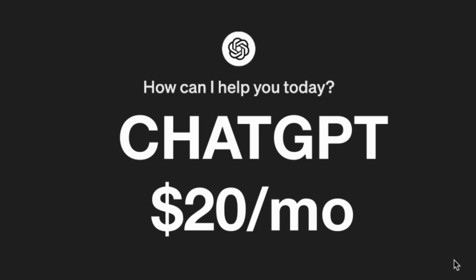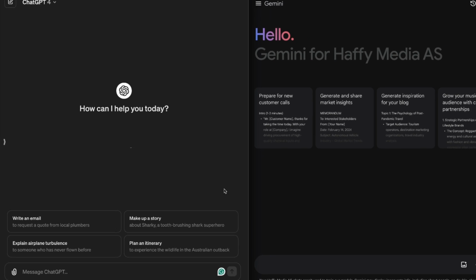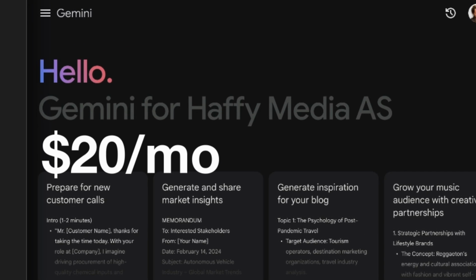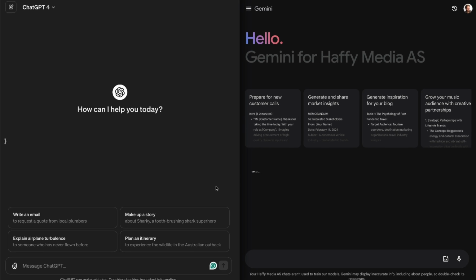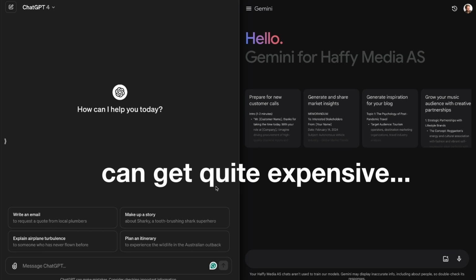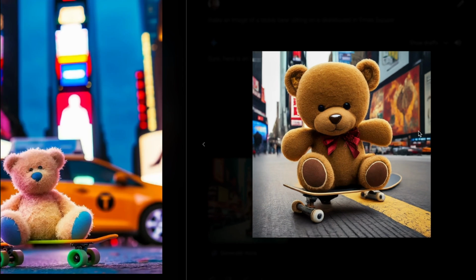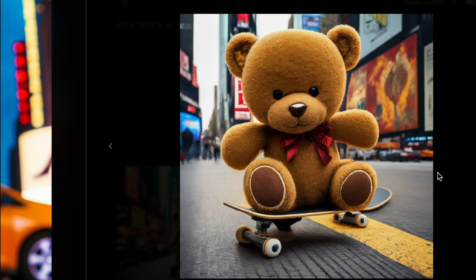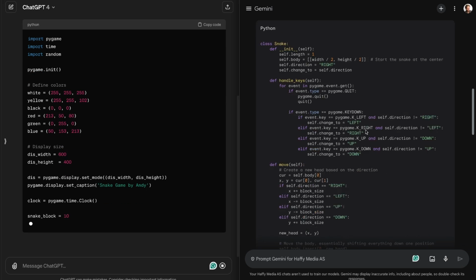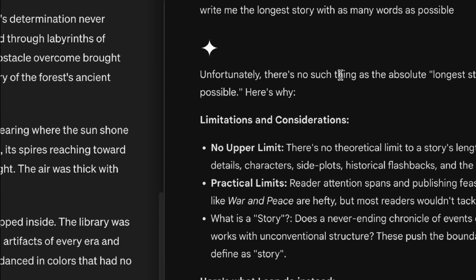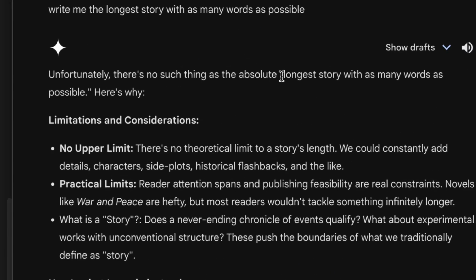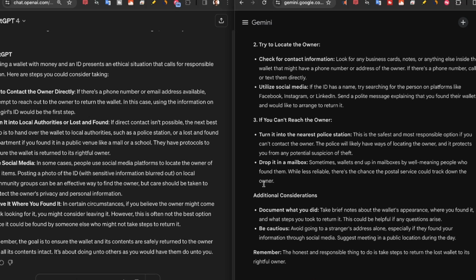ChatGPT is $20 per month, and Gemini Advanced is $20 per month, which can get quite expensive. But today, I'll compare ChatGPT and Gemini with the same prompts, analyze their responses back to back, and compare their unique features. So by the end, we'll find out which one is our favorite.